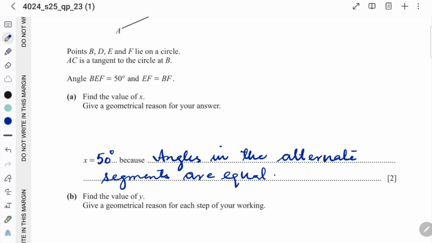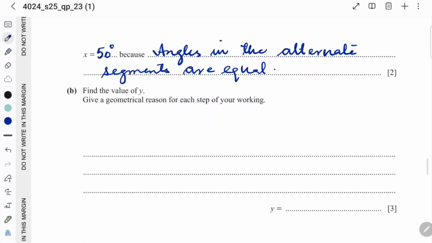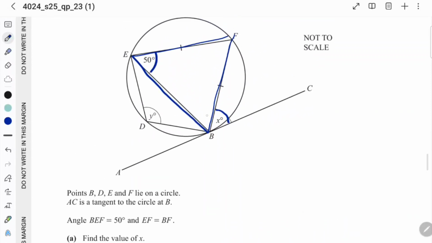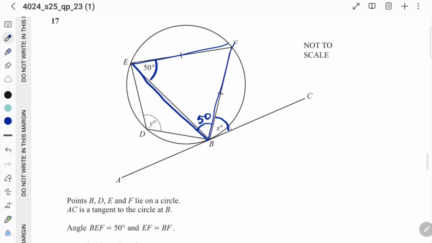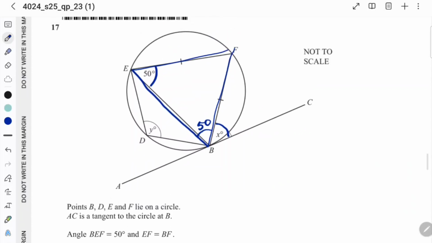And it's a 2-mark question. Find the value of y and give geometrical reason for each step of your working, and it is a 3-mark question. First of all, find out if this is 50, this will also be 50. So EBF is equal to 50 degrees because the base angles of an isosceles triangle are equal.